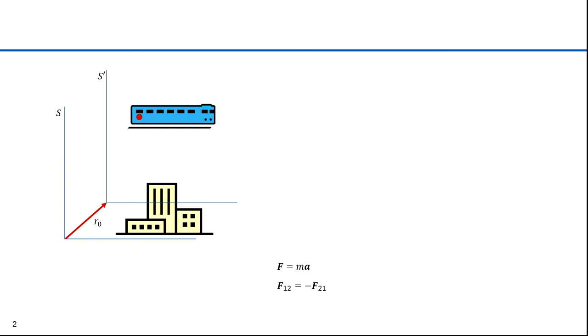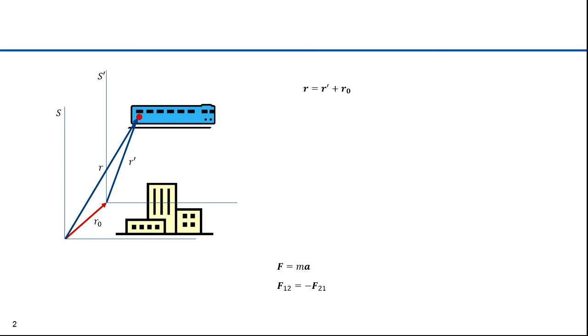Let's consider an object on the train depicted by this little red dot. The position R of the object in frame S is defined by this vector R. The position R prime of the same object in S prime is defined by this vector R prime. If we want to transform coordinates from one reference frame to another, we simply add or subtract the offset vector R0. That's defined by this equation, R equals R prime plus R0. This is simple vector addition.